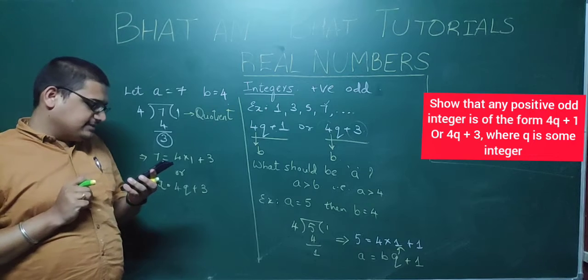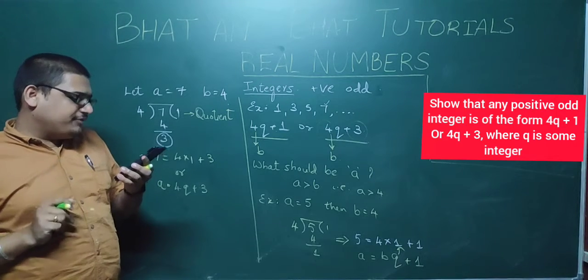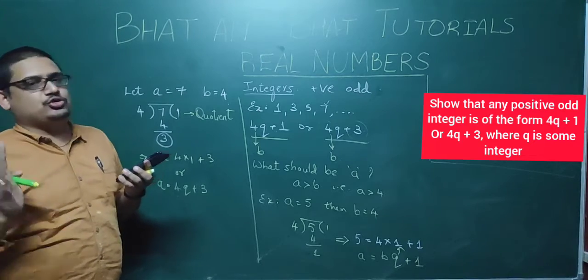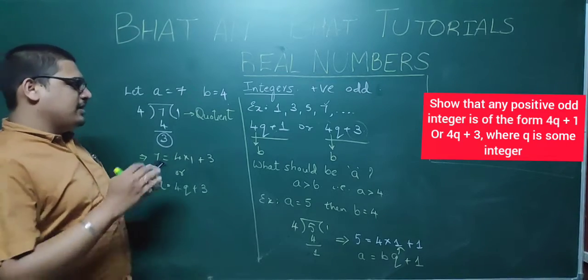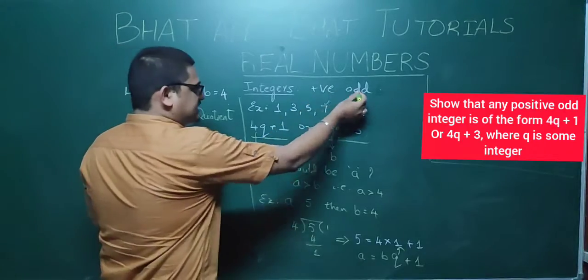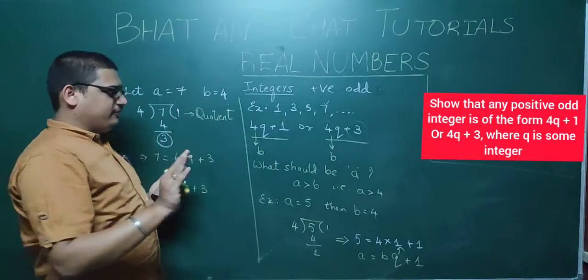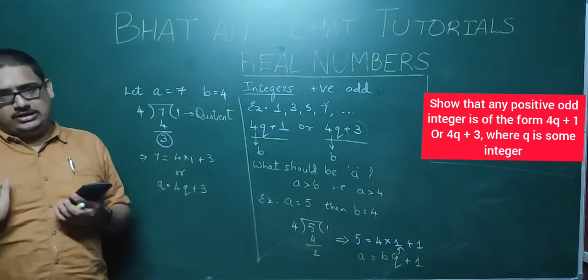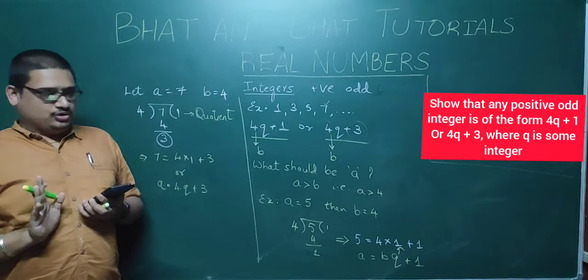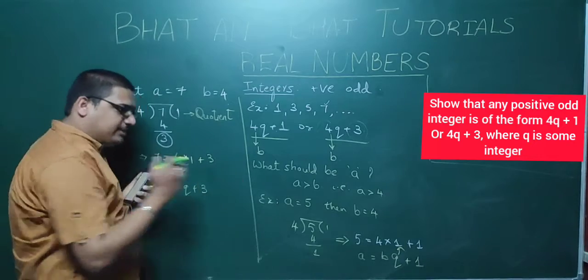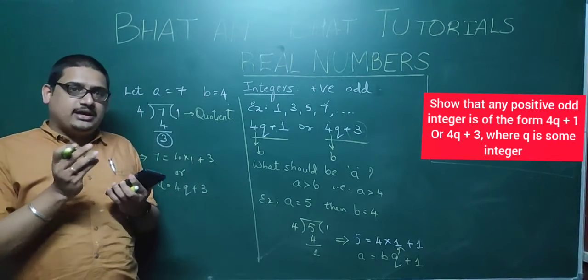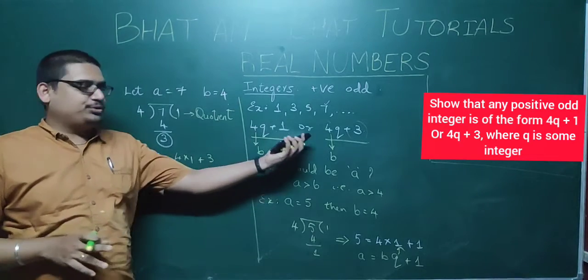So what the question says is, show that any positive odd integer is of the form 4q plus 1 or 4q plus 3. So they are saying if I take any positive odd integer, it will come in the form of 4q plus 1 or 4q plus 3. There is no other format possible at all. So I hope I am clear with the examples. Now let us see how we can use Euclid's division lemma in the form of statements and prove the given question.